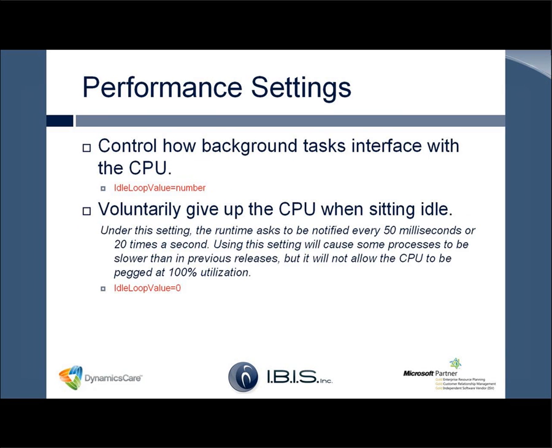Okay, let's talk about a couple of performance things, and then we'll look at how to make working with the DEX.ini file considerably easier. There's a setting called IdleLoopValue equals a number, and it's really a performance setting playing with the way that GP interacts with background tasks. One option is IdleLoopValue equals 0. When you do this, when the CPU is sitting idle, GP will give up access to background tasks. What this means is that GP actually runs slower, but the CPU never pegs at 100% utilization, so other background tasks will continue to run.